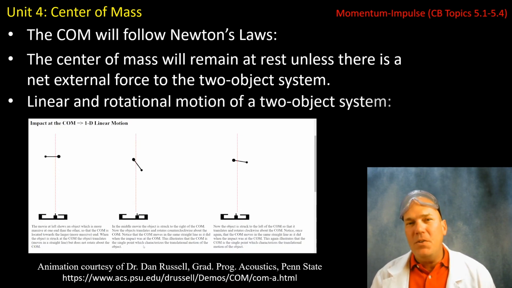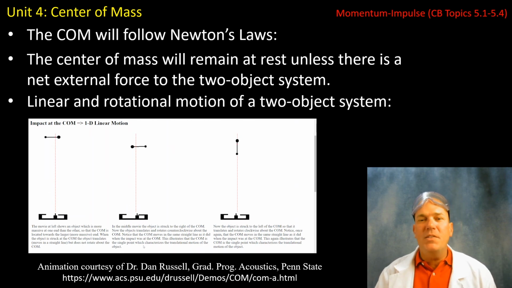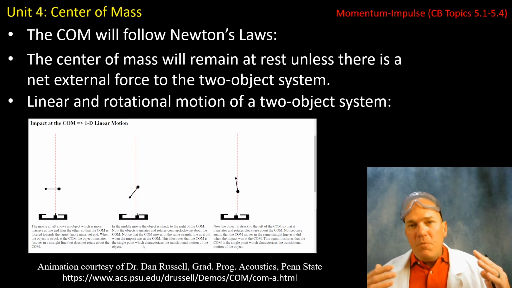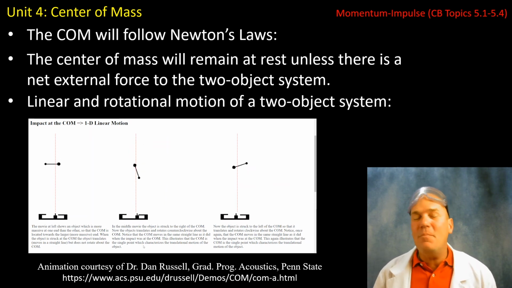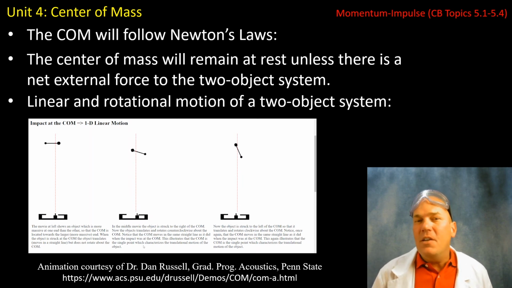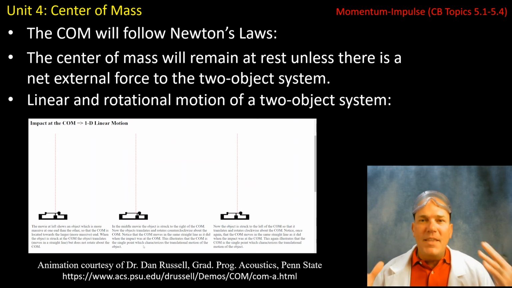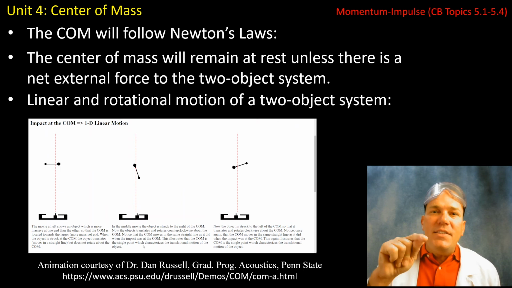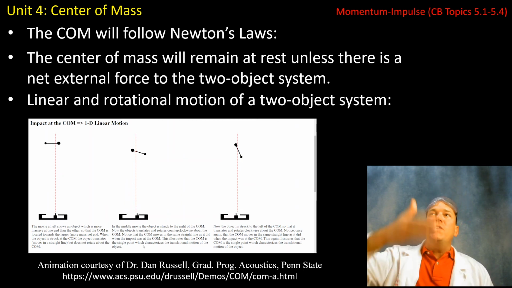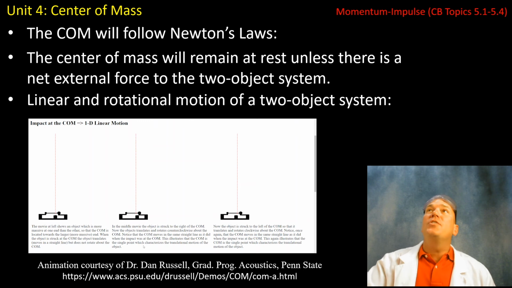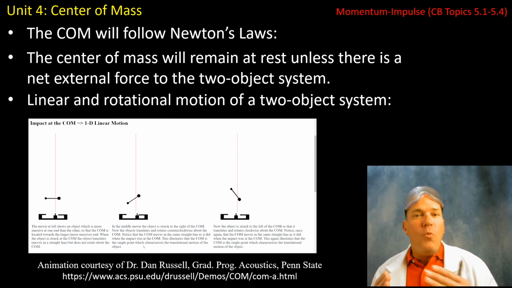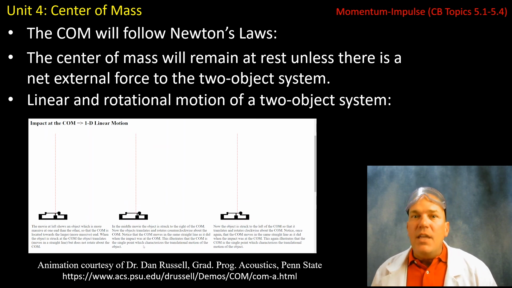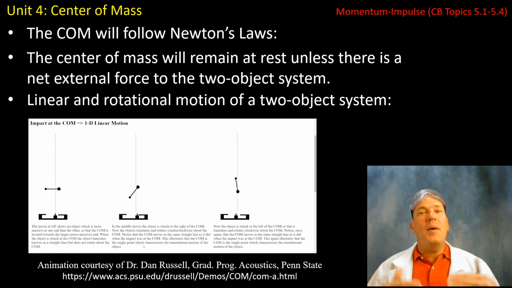I want to talk to you about the motion of the center of mass of a two object system and rotation. So we will be talking about rotation in upcoming units. This animation here shows that when this object is struck at its center of mass, it goes upward in the straight linear direction vertically. However, when this object is struck any other position, the object rotates about its center of mass.